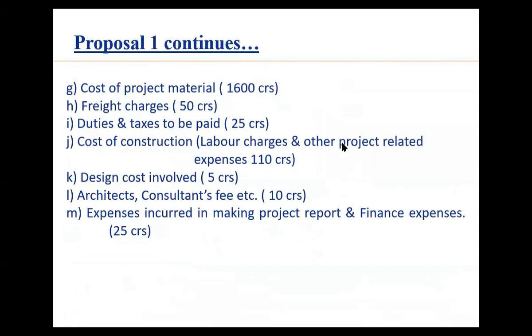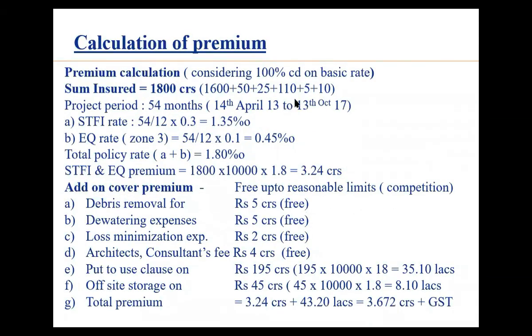What is this 5 and 10? Let us see. Architect, surveyor and consultant's fee. This is design cost we are taking because he is asking for design extension. And architect surveyor fee, it is the extension. This he is taking. So 10 also we have taken. 25 we have not taken into consideration because this is the project, this is the pre-operative expense. Otherwise, the rest of the things are to be included in the sum insured. So total is coming to 1800 crores.